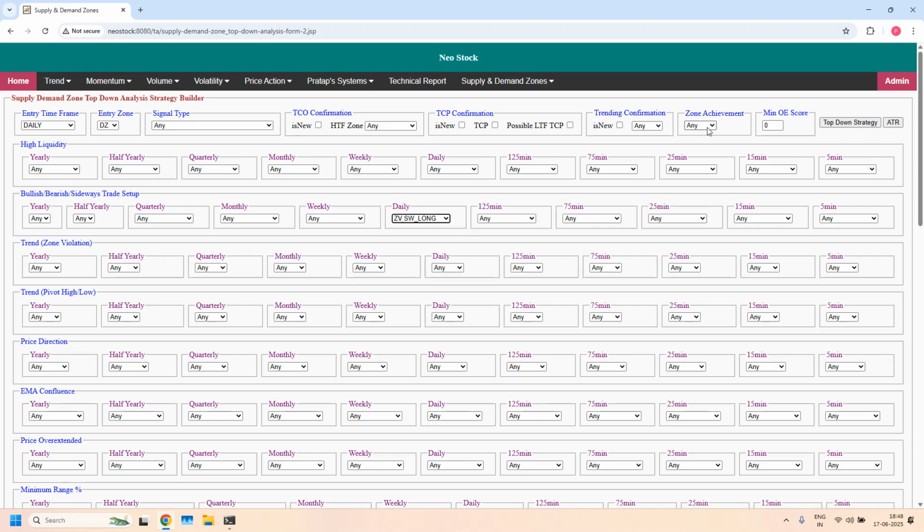In the bullish, bearish or sideways trade setup, at entry time frame daily, I am selecting sideways long. Zone achievement should be violated opposing zone. Minimum odd enhancer score should be 11 for sideways. And in the daily time frame, I am not filtering the pierced zone so that you can use them for your pierced zone strategies. Okay, now let me filter the stocks.